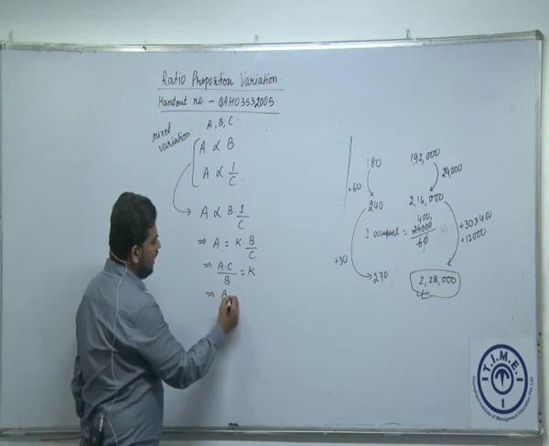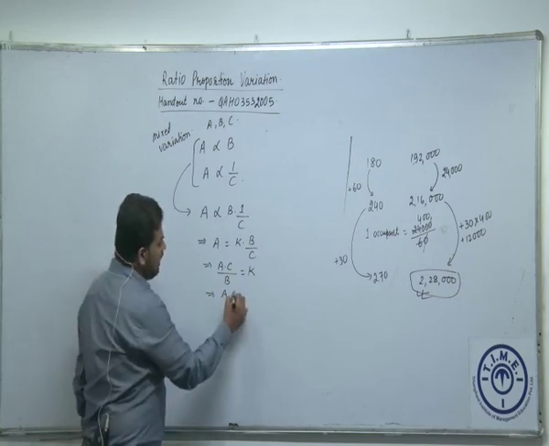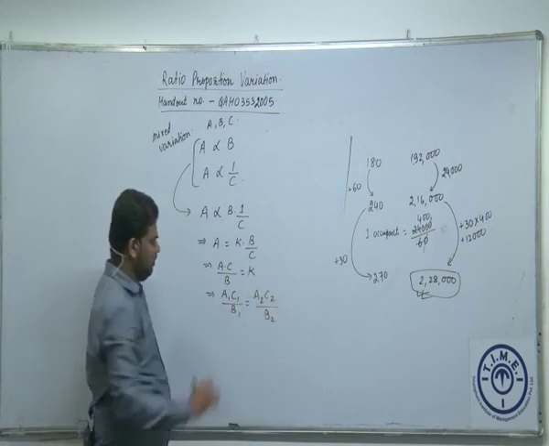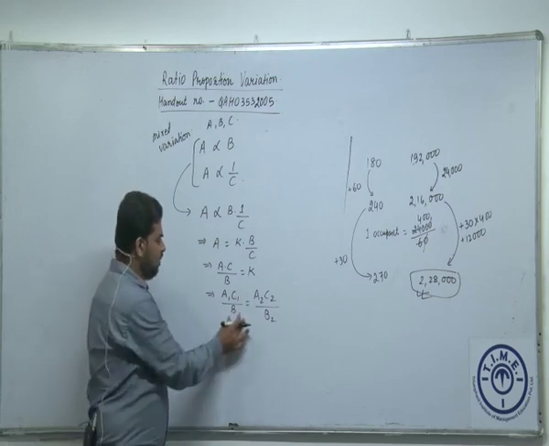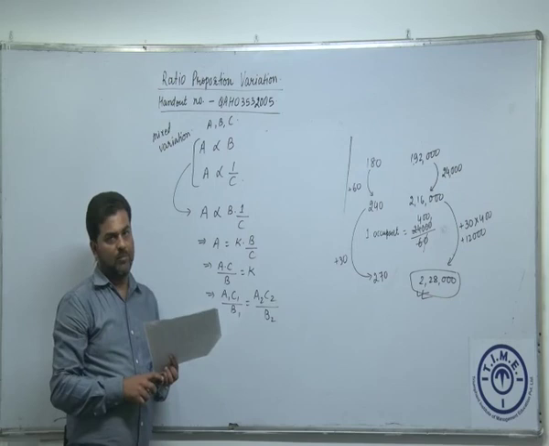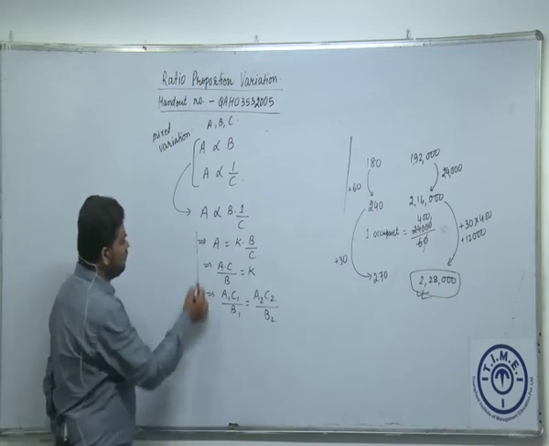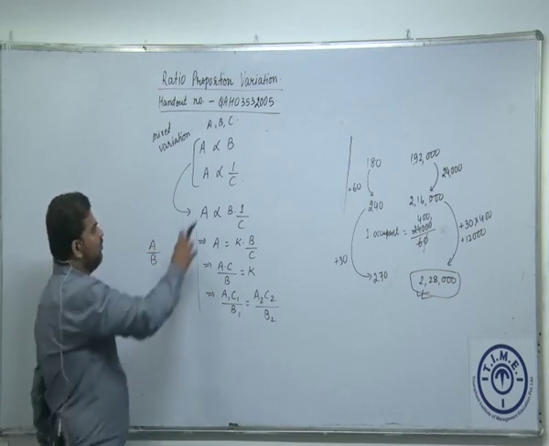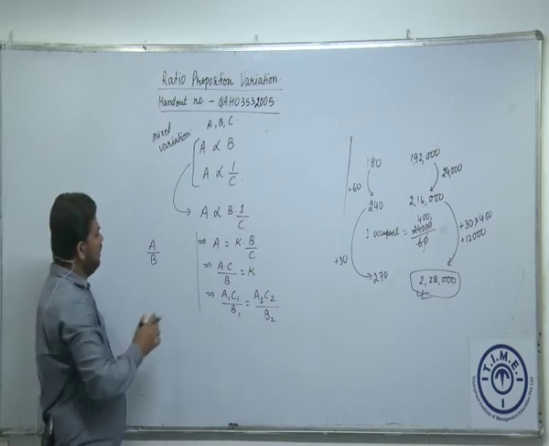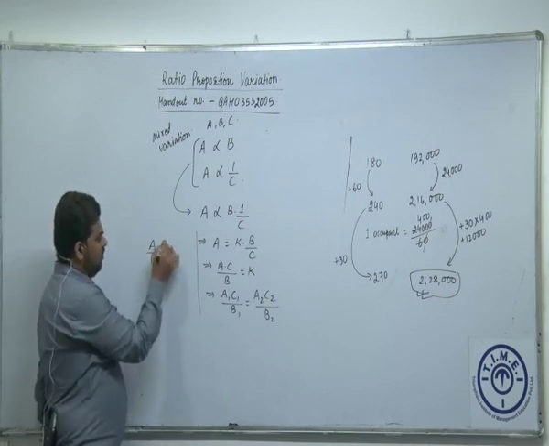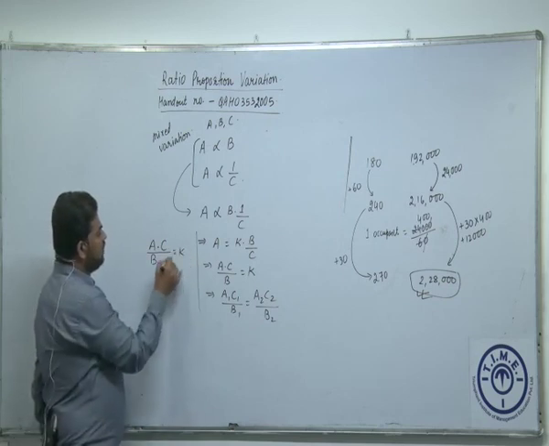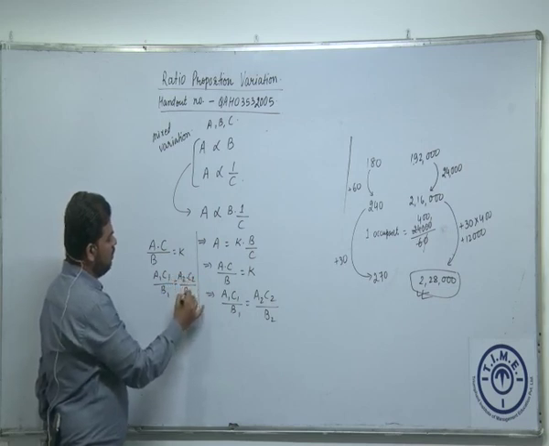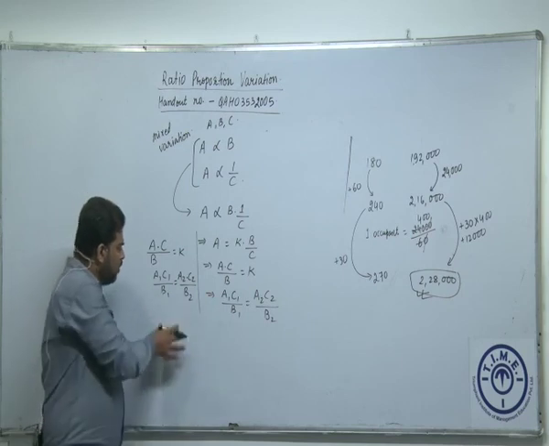So which means we can write, as in the previous examples of direct and inverse, A1 C1 by B1 must be equal to A2 C2 by B2. You can directly also write this. Once we understand that A and B are directly proportional, the ratio of A and B must be constant. And when A and C are inversely proportional, the product of A and C must be constant. So A1 C1 by B1 will be equal to A2 C2 by B2. I hope this part is clear.